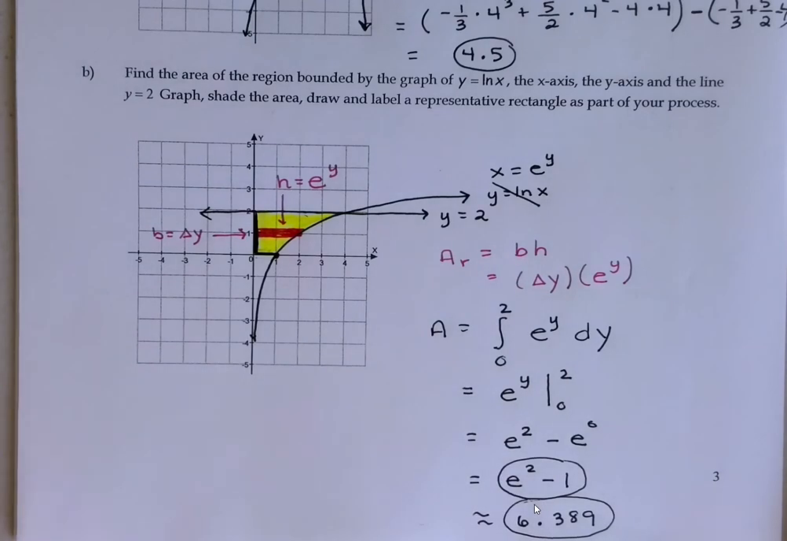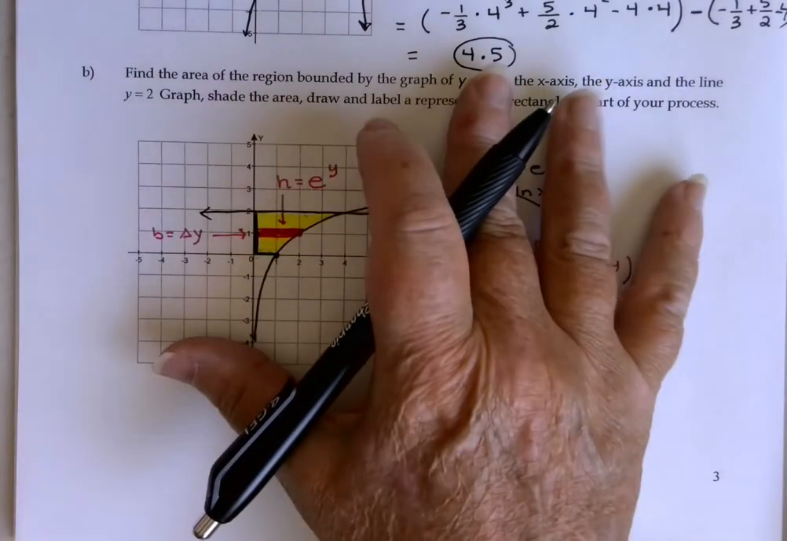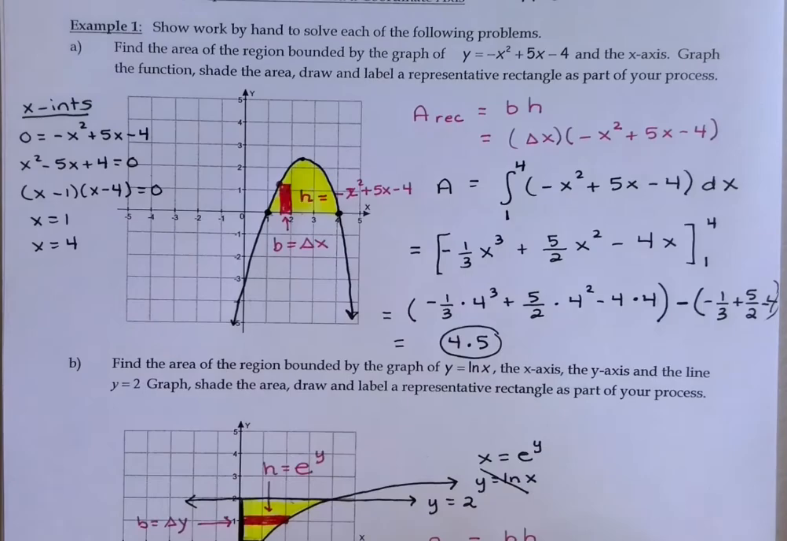So this is going to become a question that we're going to ask ourselves over and over. For any particular region, one of the first decisions that we'll need to make is whether to use vertical or horizontal rectangles to set up our area function.